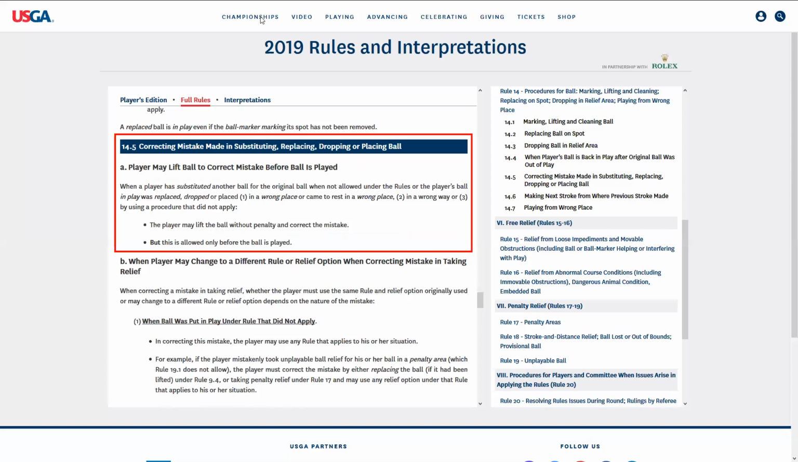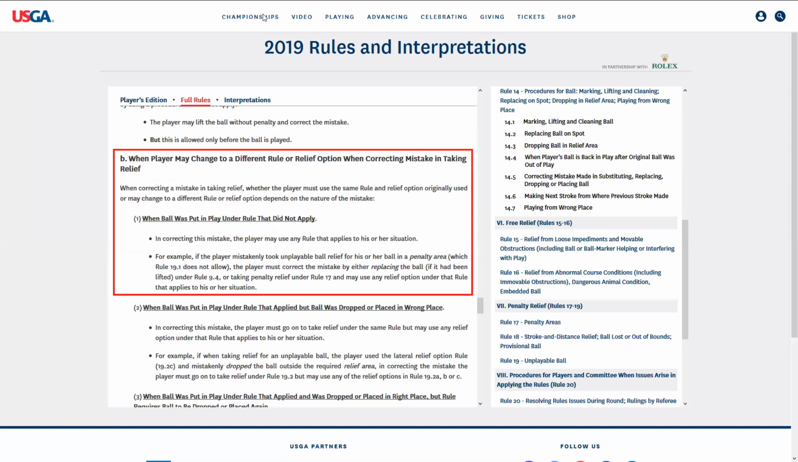So look at number 1. When a ball was put into play under a rule that did not apply, in correcting the mistake, the player uses any rule that does apply. Common sense. If you haven't gone under an applicable rule, then to correct it, obviously, whatever rule you went under was wrong, so you can choose any rule.